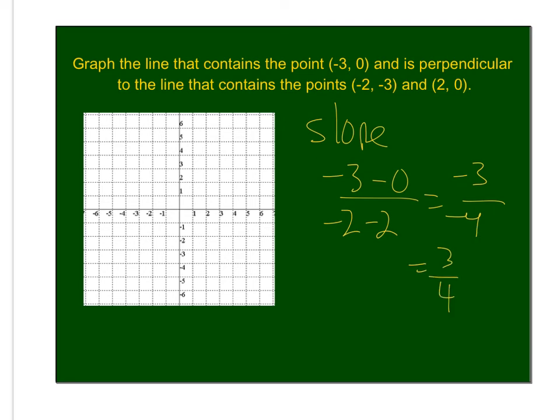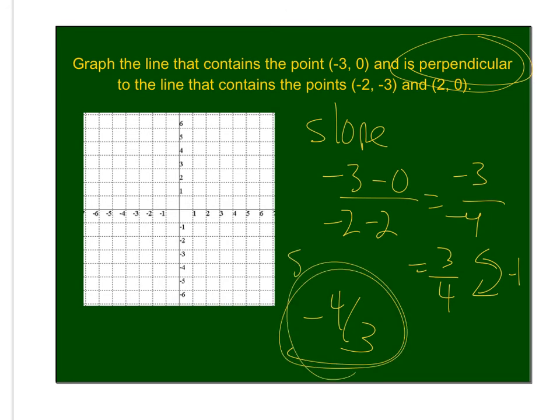But that's not the slope I want. I want what's perpendicular to that. So perpendicular means flip it and multiply it by negative 1. So the slope I want is going to be negative 4/3. This is the slope I want, because negative 4/3 times positive 3/4 is going to give me negative 1.